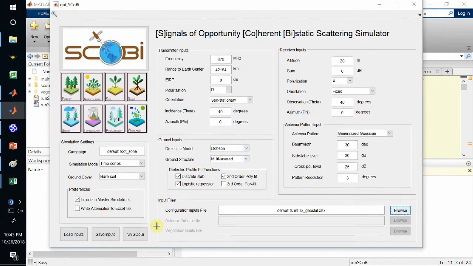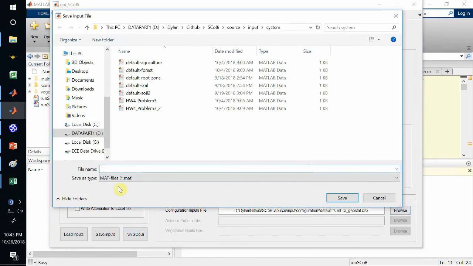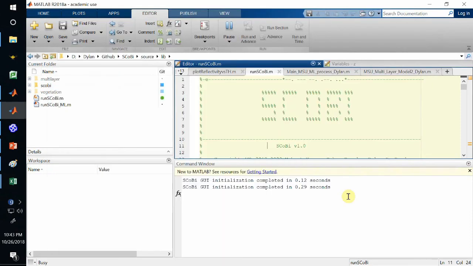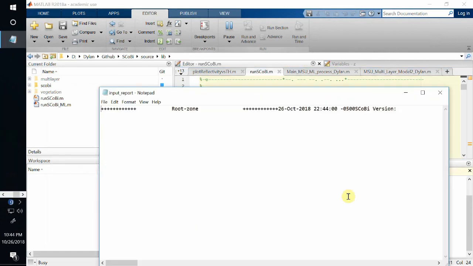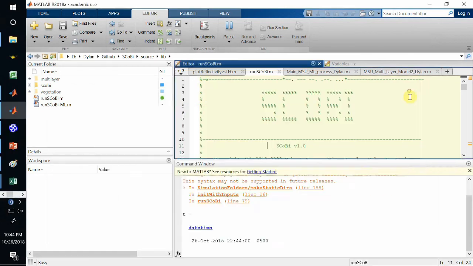And there you guys go. That's all you need to give this a run. So once you hit run SCoBi, you can save that. It doesn't really matter what we save that as. And that's how everything's going to look. So I hope that tutorial was helpful for you guys.